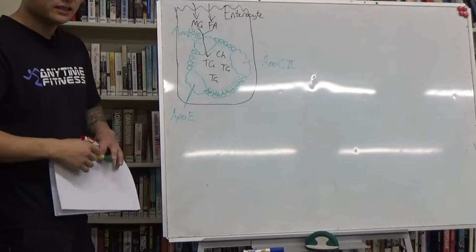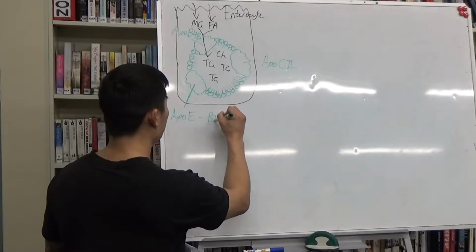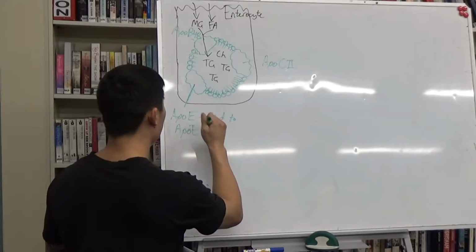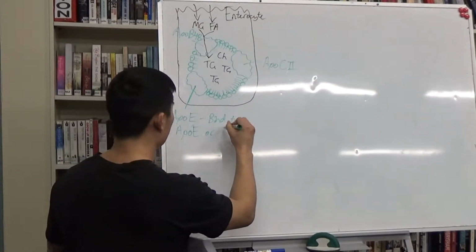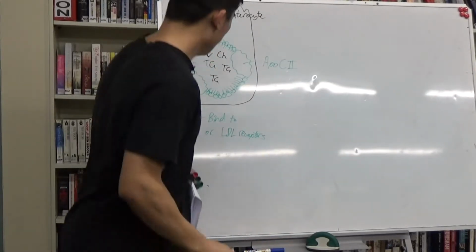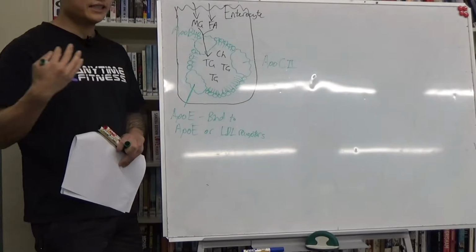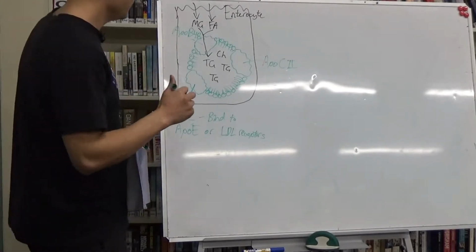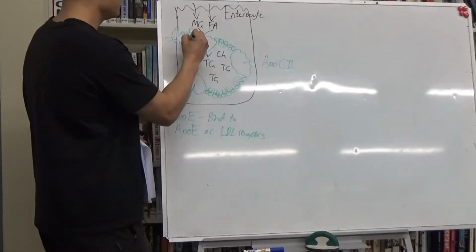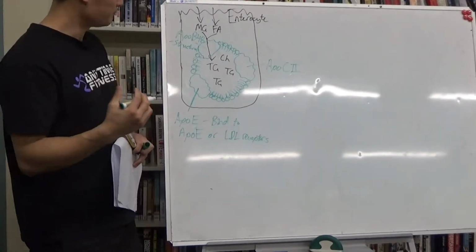So the function of ApoE is for binding. So this will bind to ApoE or LDL receptors on the liver. And remember that once it becomes a chylomicron remnant, it's going to become endocytosed by the liver. So it's going to be cleared from the blood. And the function of ApoB48 is simply structural. So it just helps to maintain the integrity of that lipoprotein.